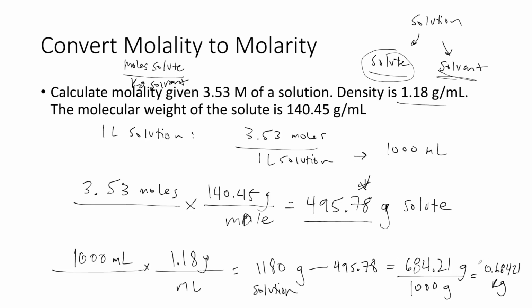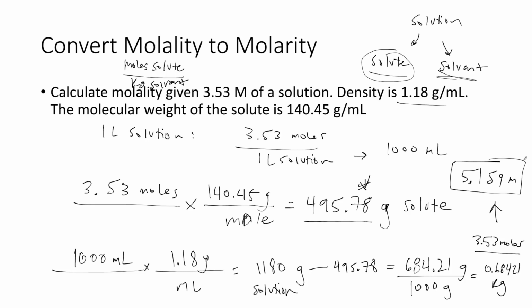So this would be our kilograms of solvent, which is all we need left to figure out what our molality is. So if we just take that same number of moles that we started off with, divided by the amount of solvent, this should give us our molality. So once we calculate this, this gives us 5.159 molal.